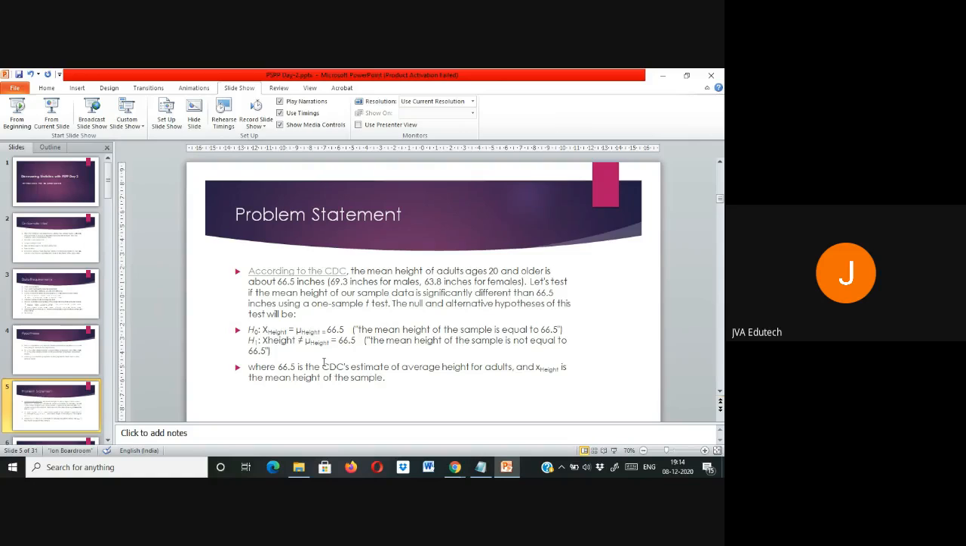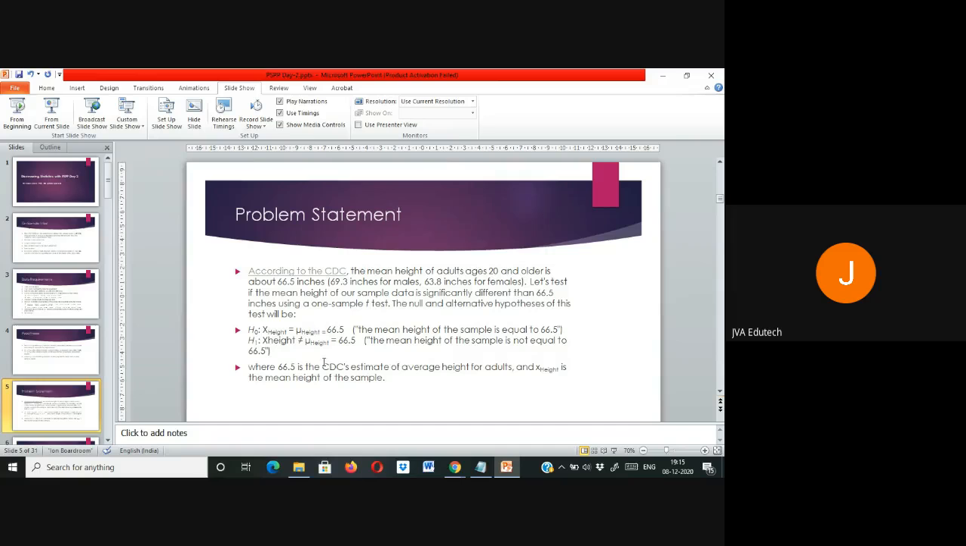Now we have to test whether the mean height of the sample that we have taken differs, because the CDC says that in the overall population, adults above the age of 20 have an average height of 66.5 inches. Now we have measured the height in a sample, and we want to check whether the mean height of our sample data is significantly different from this 66.5 or is equal to it. So this could be tested through a one sample t-test.